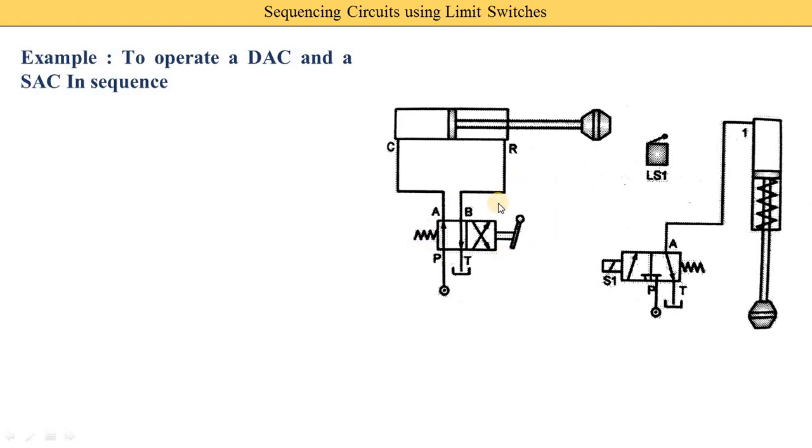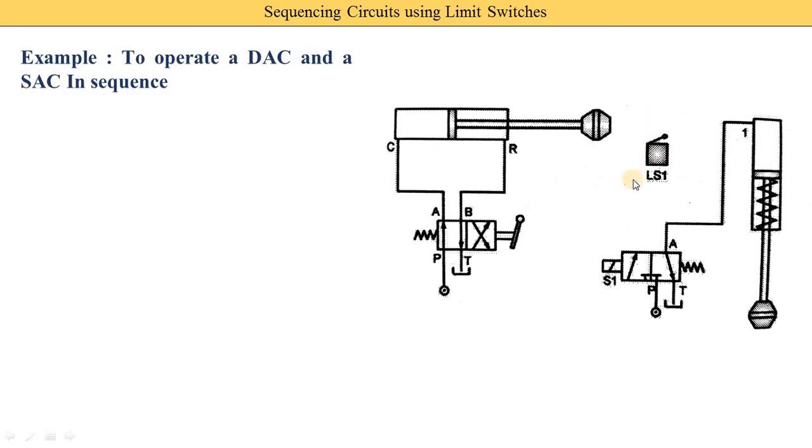These are the directional control valves. This one is manually operated. Here you see these symbols: it is a manually operated directional control valve, and this is a spring return. There are four ports, and the P port is connected with the pump, pressure relief valve and other components. And this is a single acting cylinder circuit.